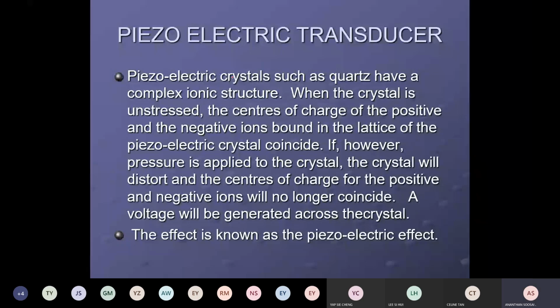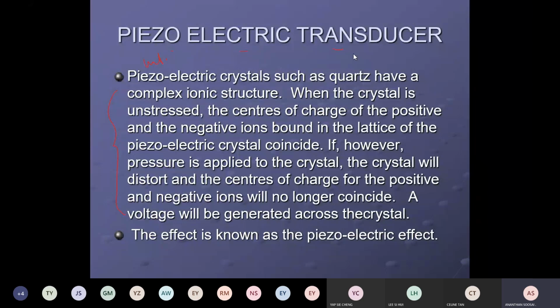The third one, piezoelectric crystals such as quartz have a complex ionic structure. The piezoelectric transducer we will be discussing in depth when we do ultrasound later. For the time being, what you need to know is that a piezoelectric transducer is made of a crystal, with an unstretched center of charge. This entire part I'm doing in depth in ultrasound, the next topic.